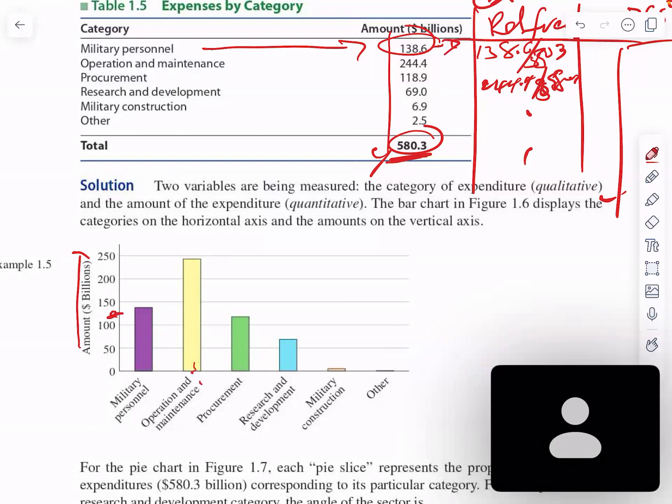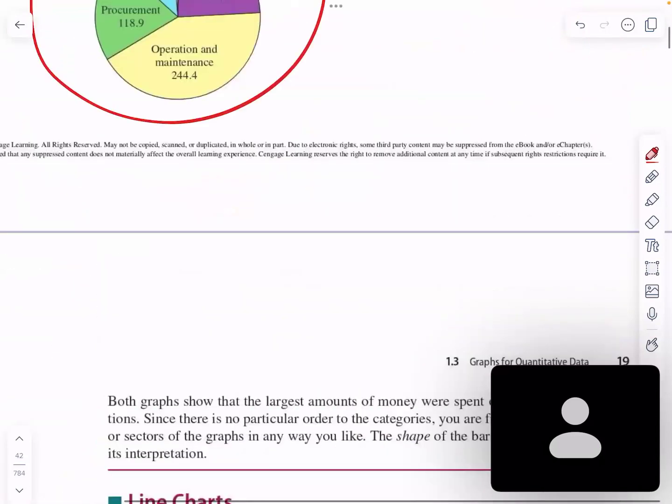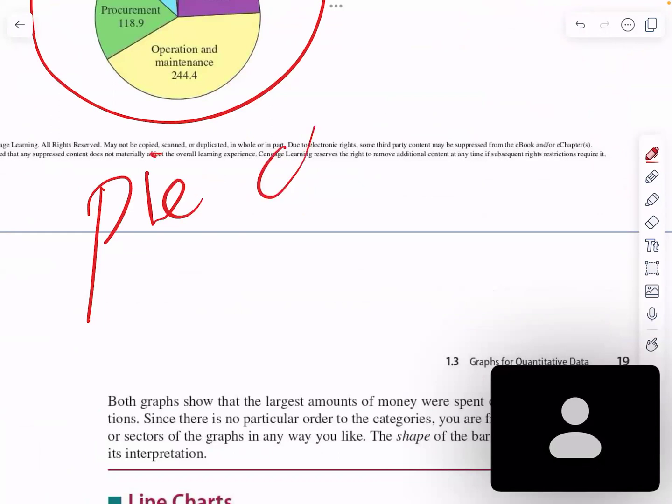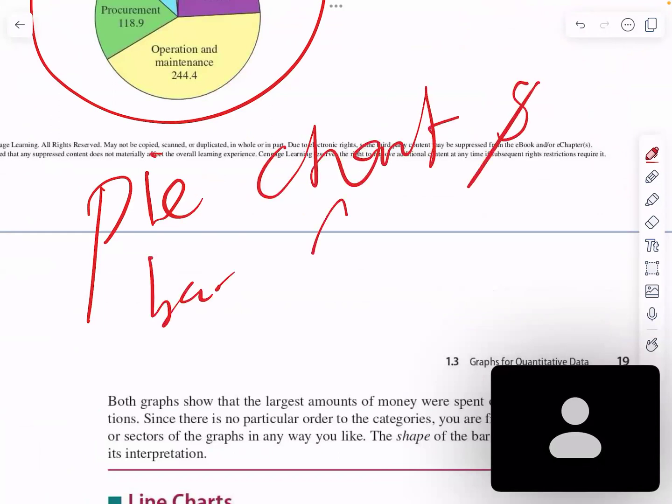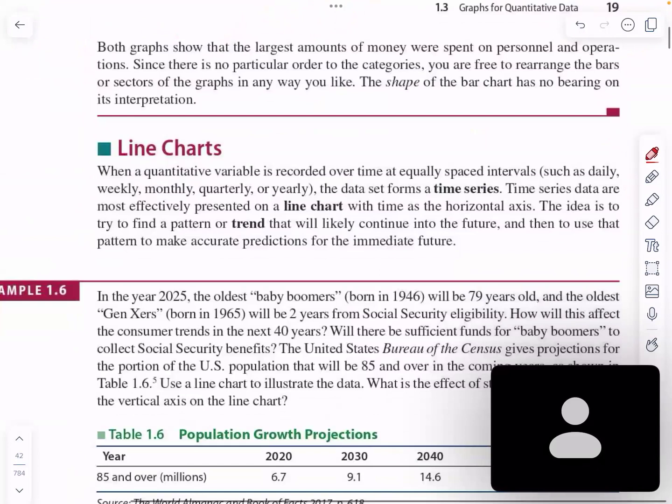Okay, and then you space them around 244, category B. You can space them evenly, maybe by 2 units. So it doesn't matter. Okay, so you can use pie charts and bar charts for both qualitative and quantitative data. Now, the next chart here is a line chart.